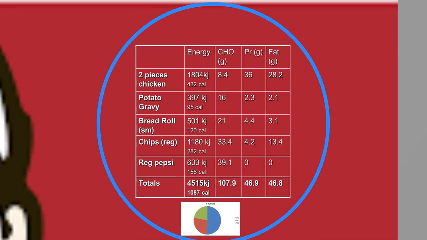KFC, yeah, we're not going to expect to see anything different. This is the old school 2-piece quarter pack, the old potato and gravy, bread roll, chips, and a regular pizza.